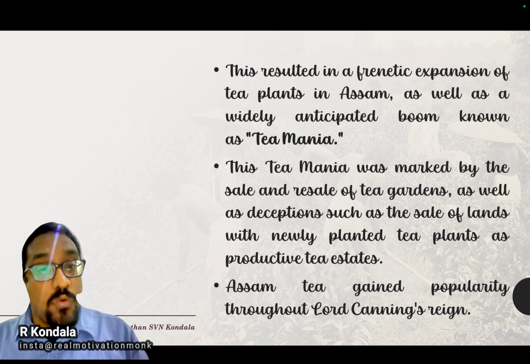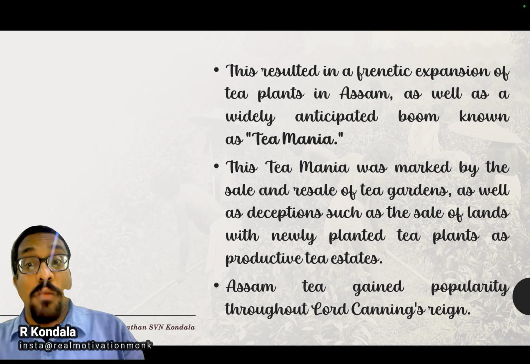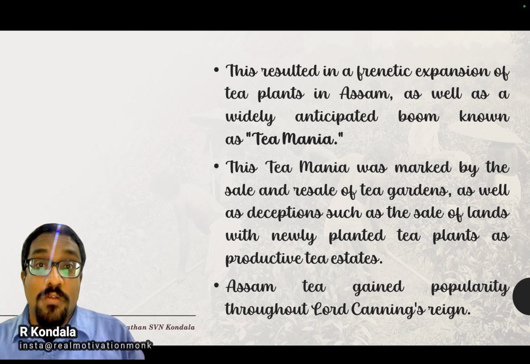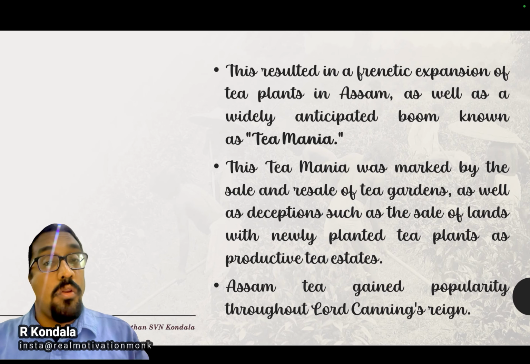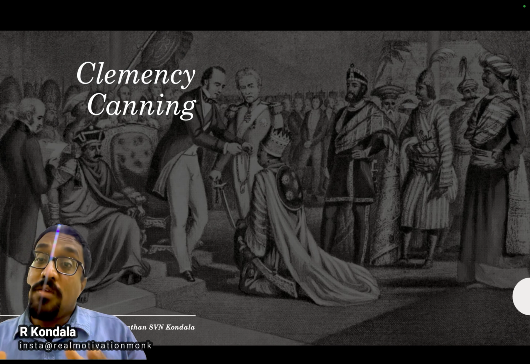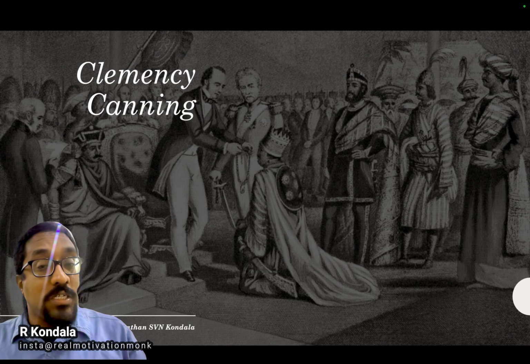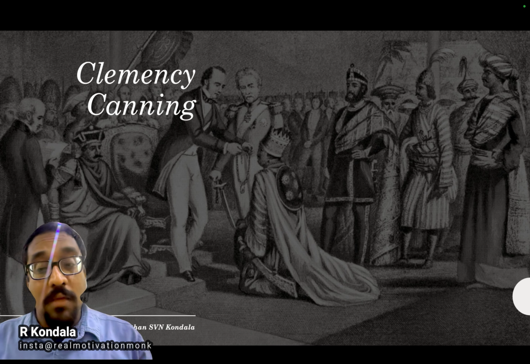The tea mania was marked by the resale of tea gardens, as well as deceptions such as the sale of lands with newly planted tea plants as protected or productive tea estates. Eventually, Assam tea gained popularity throughout Lord Canning's reign, and Assam tea became one of the most important teas in the United Kingdom and also the rest of the British Empire. Canning was commonly known for clemency.